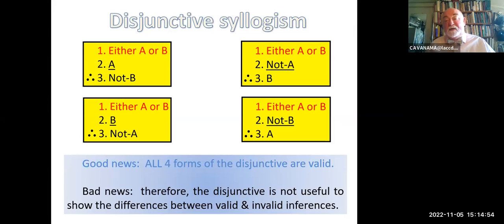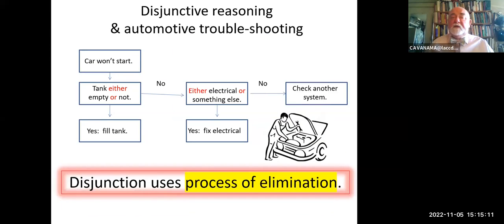But there's bad news, because for this very reason, the disjunctive syllogism isn't useful to show the difference between valid and invalid inferences. You can't compare the valid with the invalid ones because there are no invalid ones in this particular type of syllogism. Now we'll see that's not always true in any kind of syllogism.